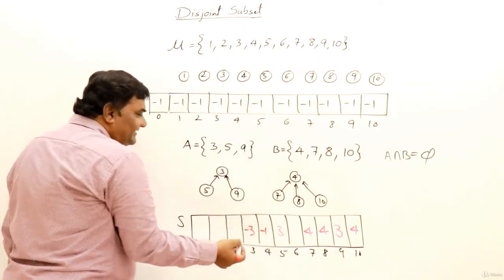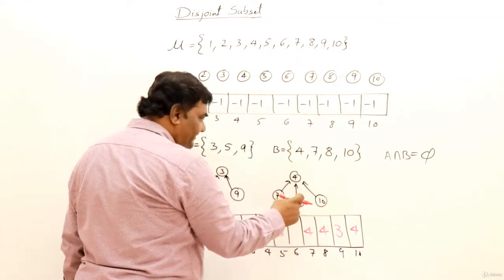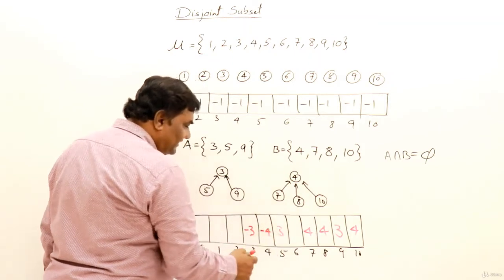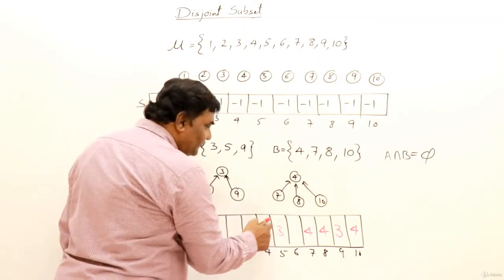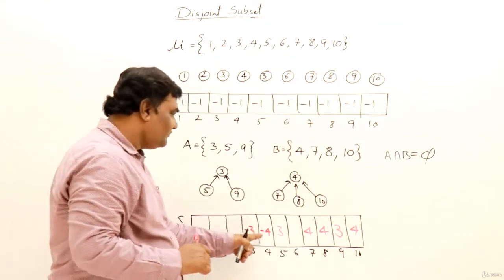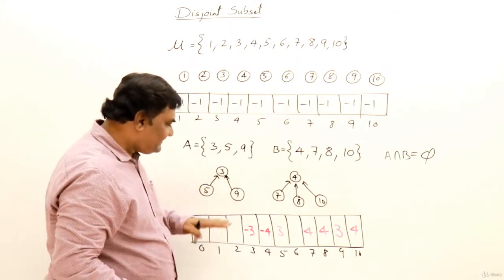And at 4, I have to write some negative number like -1. So just writing -1 is not much useful, so we write the total number of nodes in this one. Now here total number of nodes are also 4, so I will write 4 here. This 4 doesn't mean this 4, right? This 4 means number of nodes. This is how we represent sets in an array.